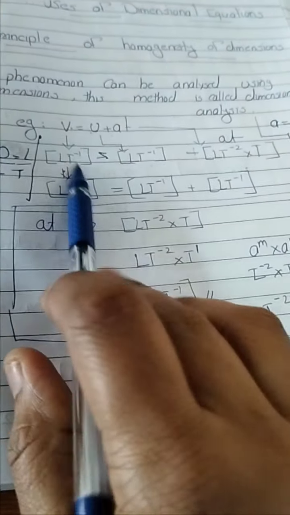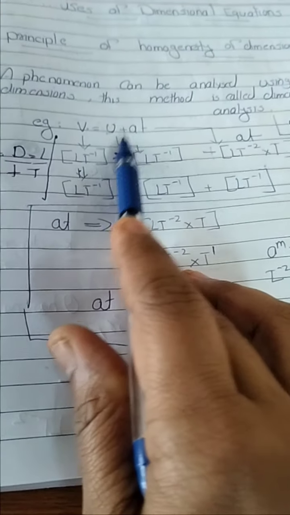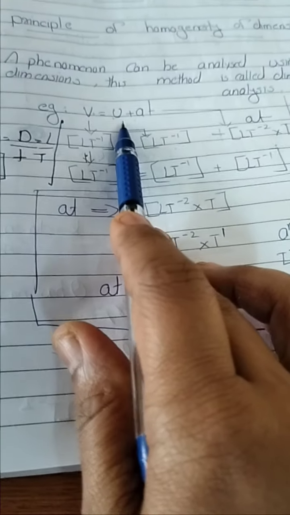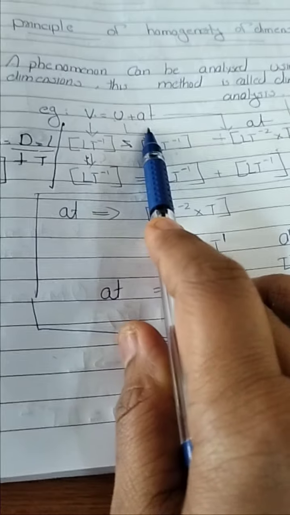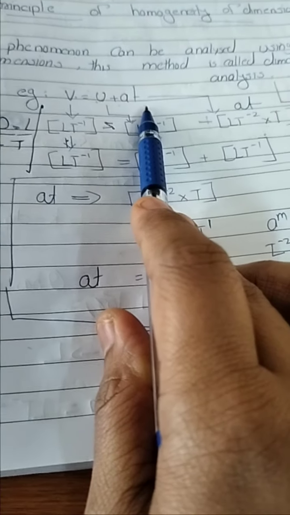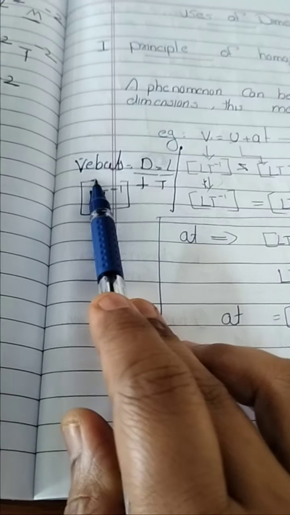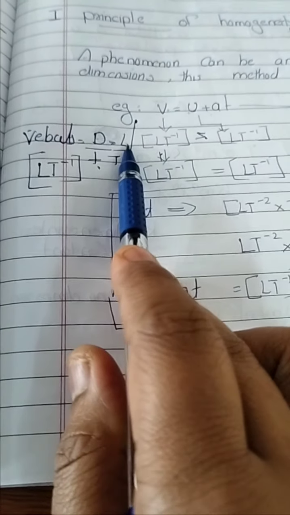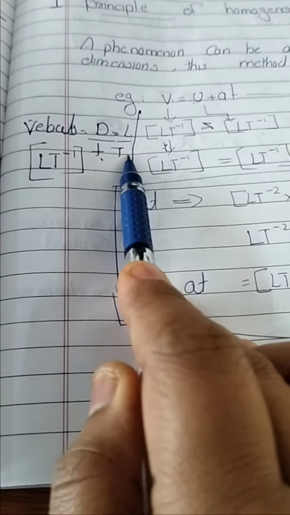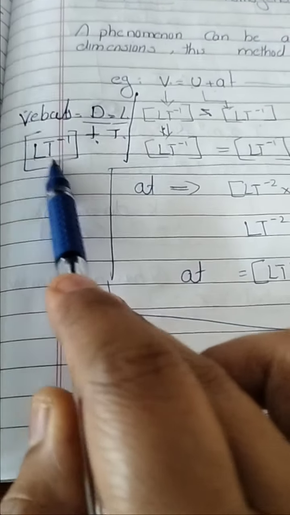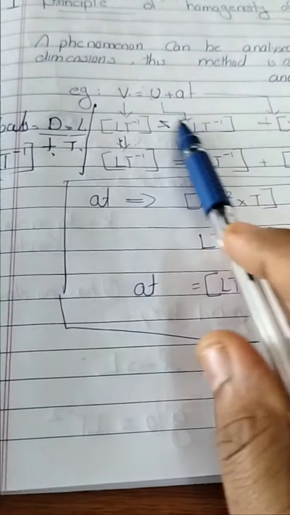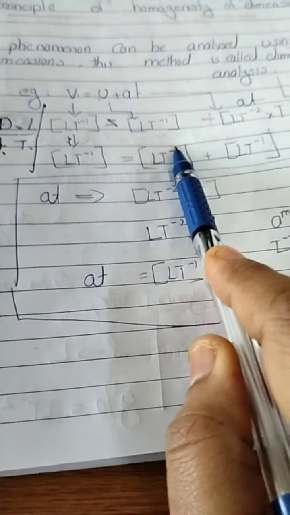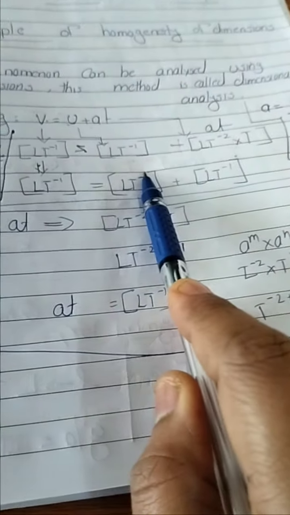For example, let us consider the equation v equal to u plus at. v for final velocity, u for initial velocity, a for acceleration, t for time. So v, final velocity, equals distance by time. The symbol of distance in dimension is L, so L by t. You should write this way: L t raised to minus 1. U for initial velocity has the same dimension of velocity, L t raised to minus 1.